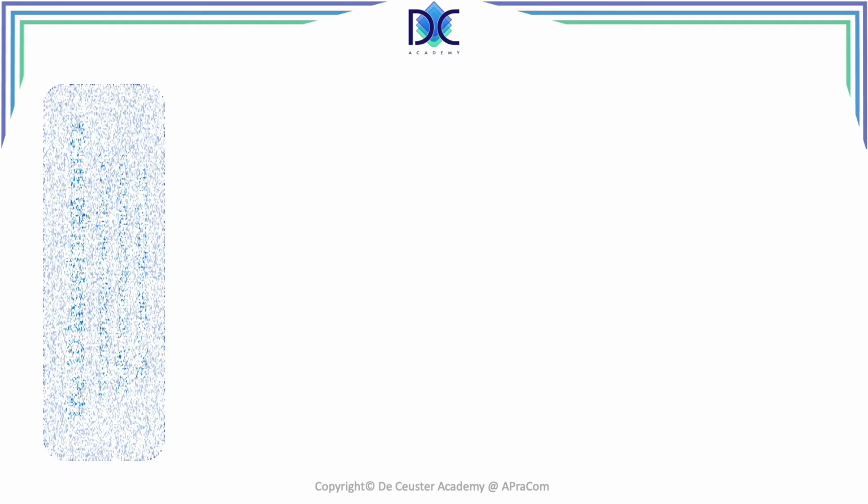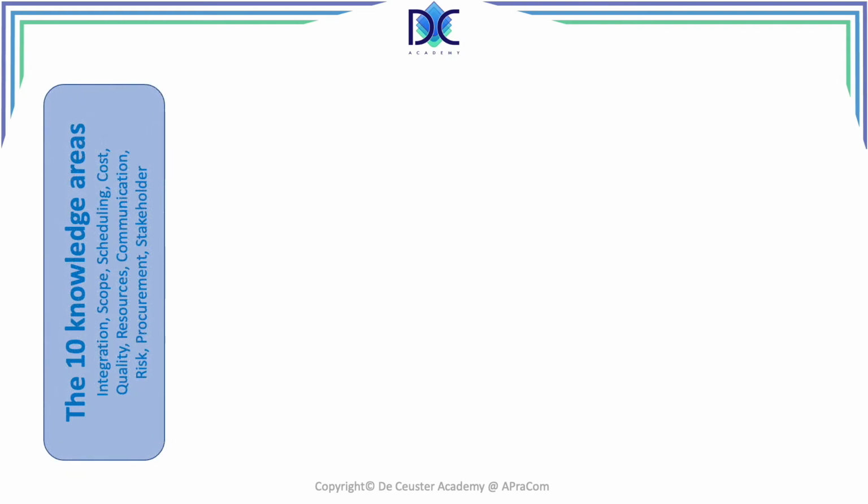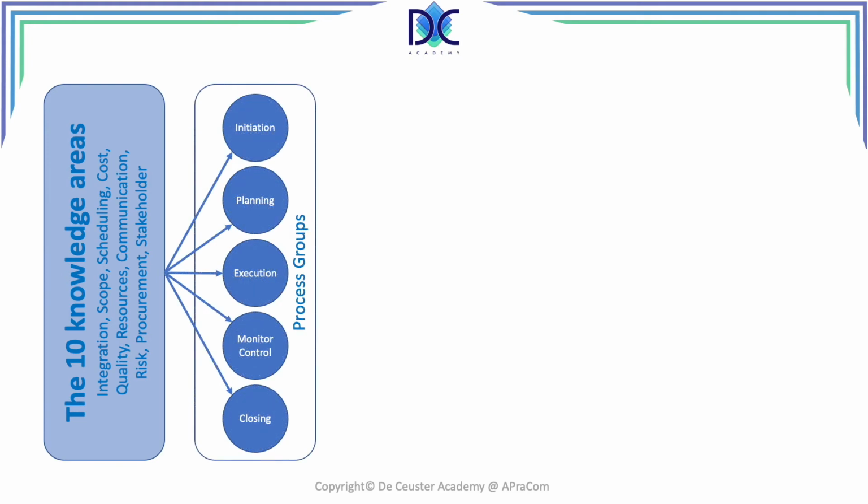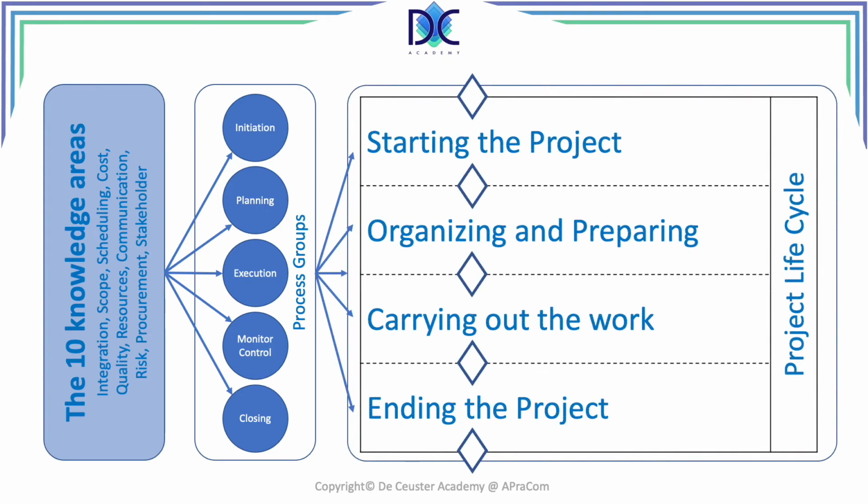We've seen this graph already before. We have the 10 knowledge areas that we will be talking about. We see that they are linked to the different process groups. And then we look at the process or the project life cycle, where we look at starting the project, organizing and preparing, carrying out the work and ending the project. So basically that's the link between the process and the project life cycle.